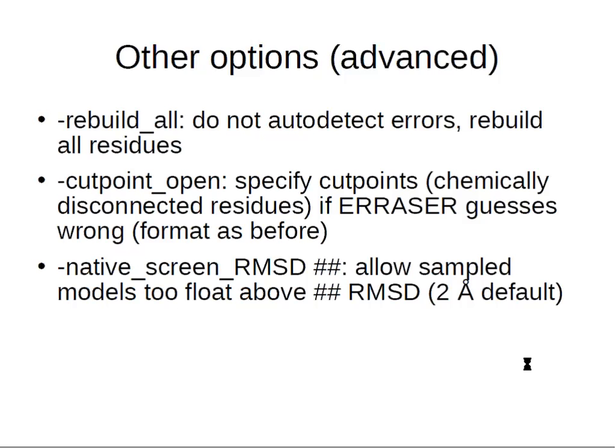Then native screen RMSD. Eraser normally caps its models at 2 angstroms RMSD from the input structure, so it assumes that your input is mostly correct and it doesn't need to sample too far from that. Native screen RMSD lets you raise the cap on how far it can sample up as high as 10 angstroms RMSD, and any higher than 10 angstroms and it just doesn't even check RMSD at all. It samples freely. Of course, if you have pretty good electron density, it's just going to stay in the density anyway. It can't go but so far because of the density.